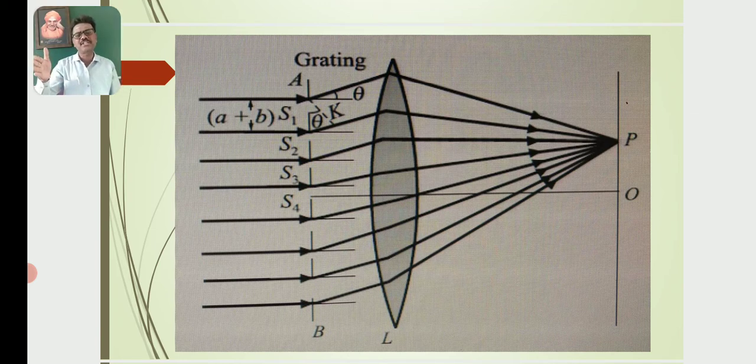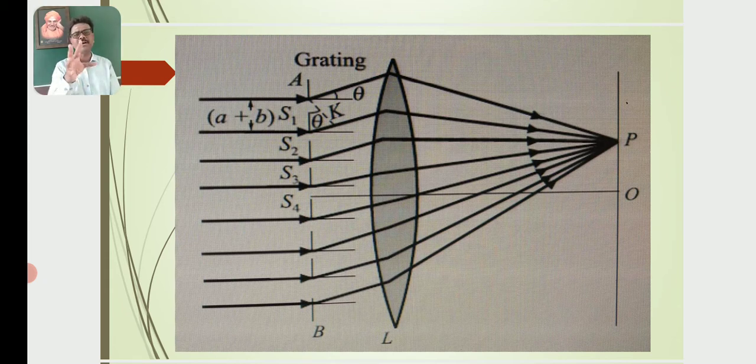When a parallel beam of light is made to be incident on the grating at the portion AB, the light gets diffracted. Further, the diffracted beam is made to pass through a convex lens. Then the diffraction pattern is obtained on the screen, which is placed at the principal plane of the convex lens. It consists of alternating bright and dark fringes.